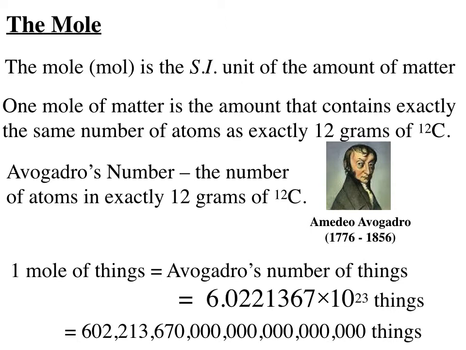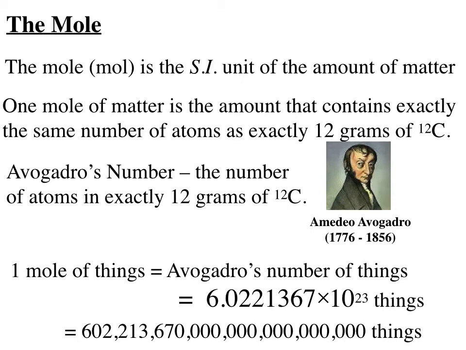So 1 mole of things is 6.0221367 times 10 to the 23 things. And you see below that, I write that out in numeric form from the scientific notation. It's a heck of a lot of things that are in a mole. 602 septillion things in a mole.